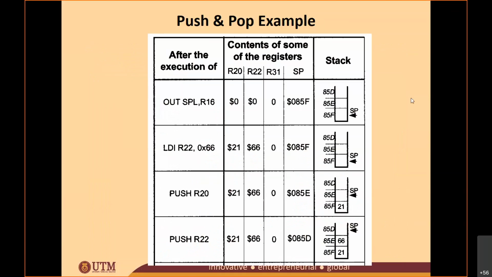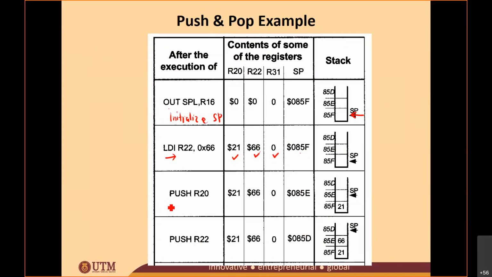Okay, so this is what we call the summary. What happened for each line of the previous program. This is after you initialize the stack pointer. The stack pointer points to address 085F, which is your RAM end. And then this is after you load R22 with 66. So R22 now has 66, R21, R20 got 21, R31 got 0, stack pointer 085F.